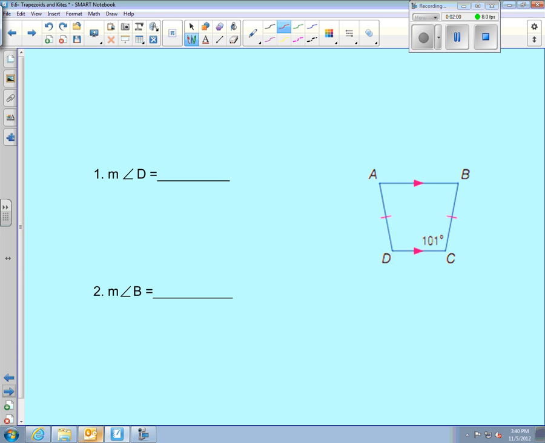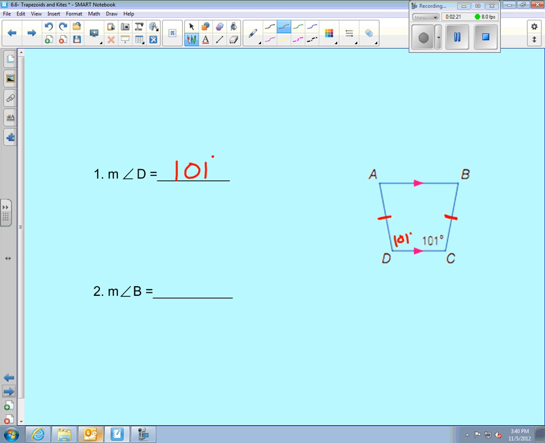So let's put our properties that we just talked about to use, and find the measure of angle D. Now we see that this is an isosceles trapezoid because it has those congruent marks and parallel sides. So therefore the base angles are congruent. So this angle D is going to be 101 degrees.